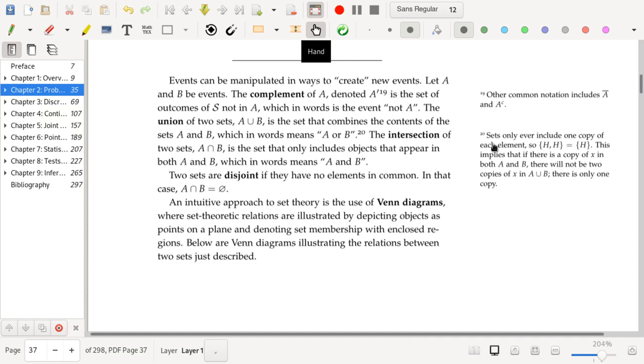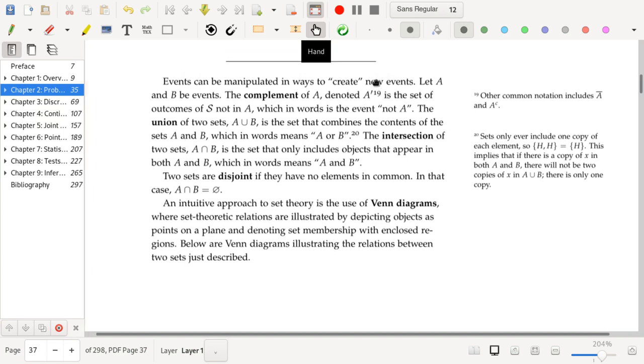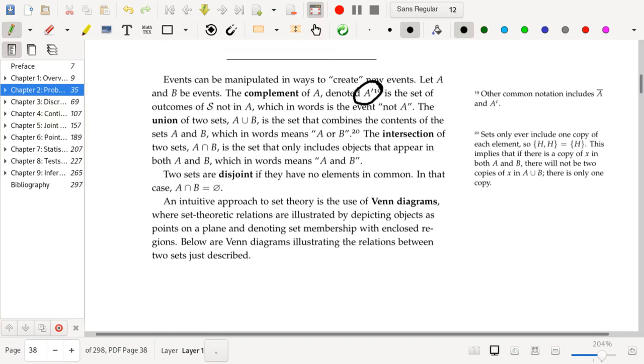So the complement of A, which in this class we're denoting with A prime, but that's not the only notation. There's A bar or A complement. This is actually my preferred notation. In this class, we're going to use A prime. This is the set of outcomes of S, the sample space, not in the event A. So it's all outcomes that could possibly happen that are not in A. The English words that we use for this event is not A. That's a perfectly good way to describe it.